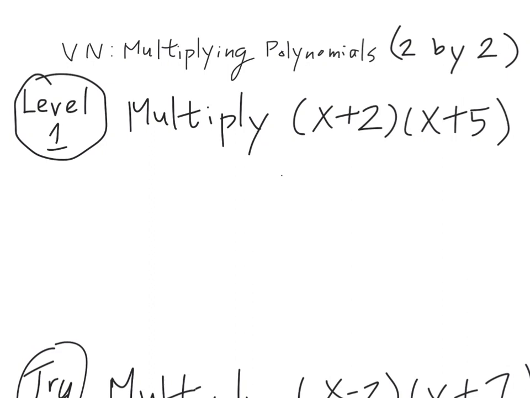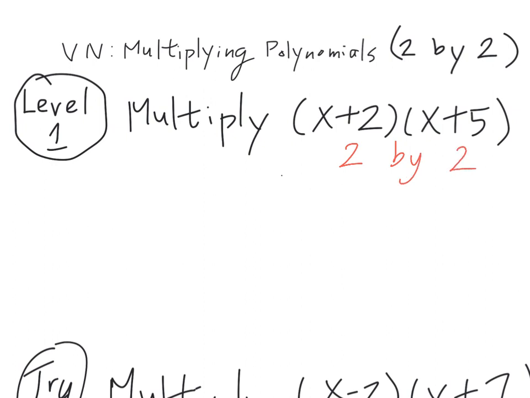Lamb teaching you guys how to multiply polynomials, but today we're going to multiply 2 by 2. So what do I mean by a 2 by 2? Well, I'm really looking at a binomial over here. You have x plus 2, which is a binomial, and also over here x plus 5, which is another binomial. So we have two terms multiplied by another two terms. So that's when we call this a 2 by 2.